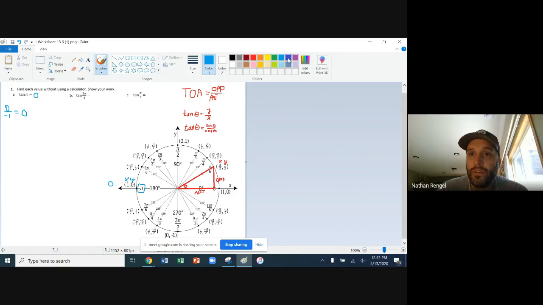Let's go to 3 pi over 4. We'll do 3 pi over 4 in purple. 3 pi over 4 is right here, and I locate the x coordinate and the y coordinate. To find the tangent, you take the y coordinate over the x. So this will be square root of 2 over 2 in a fraction with the negative square root of 2 over 2.